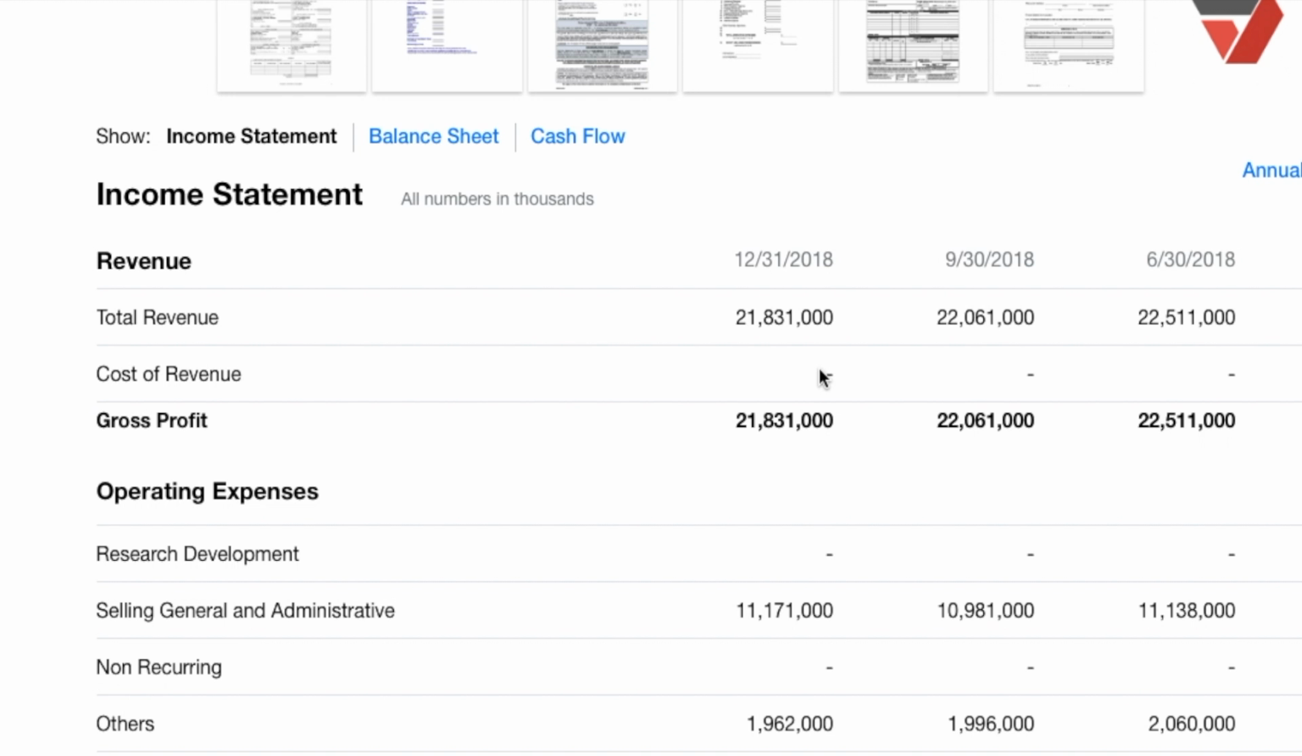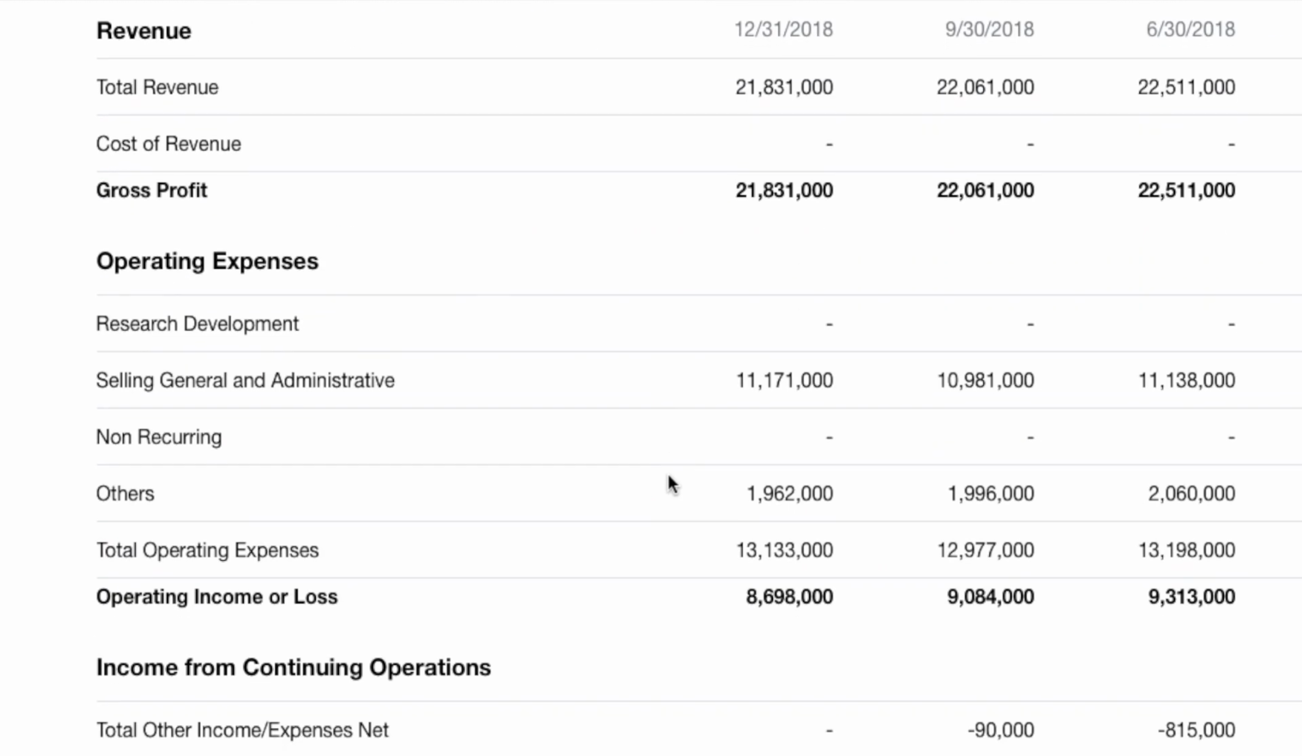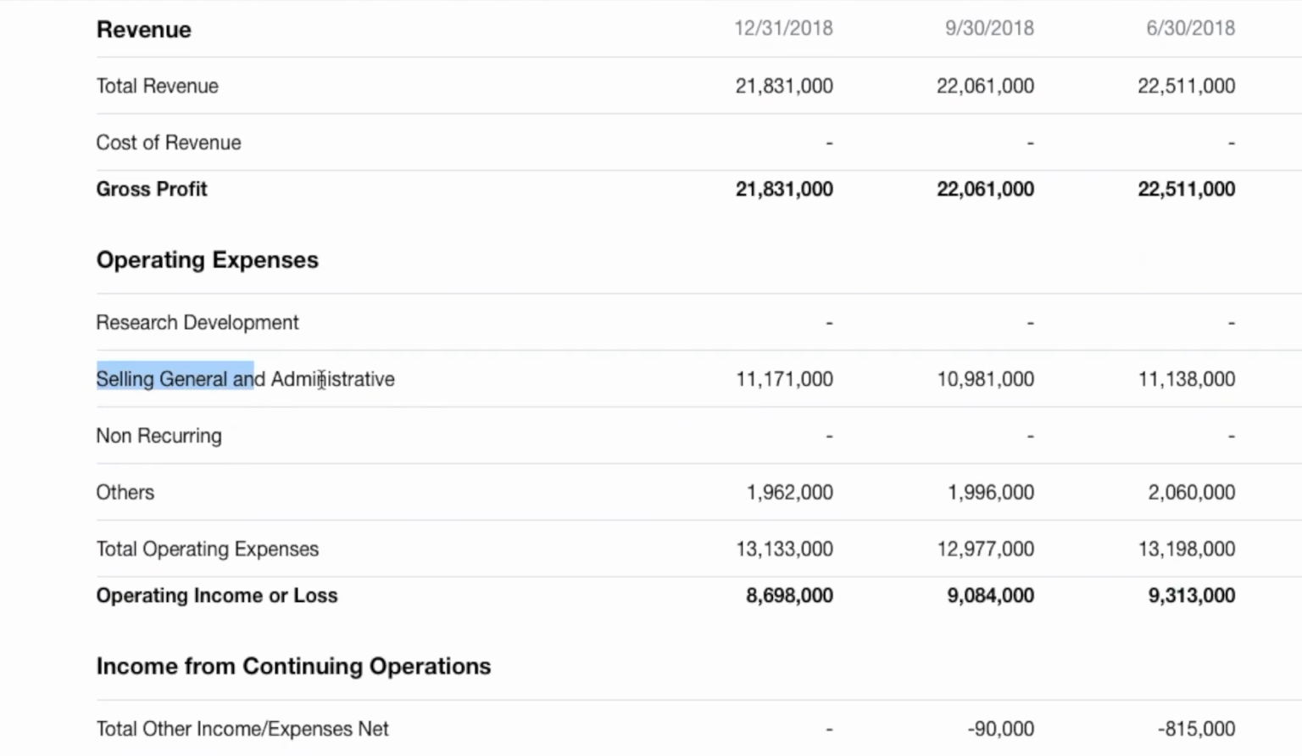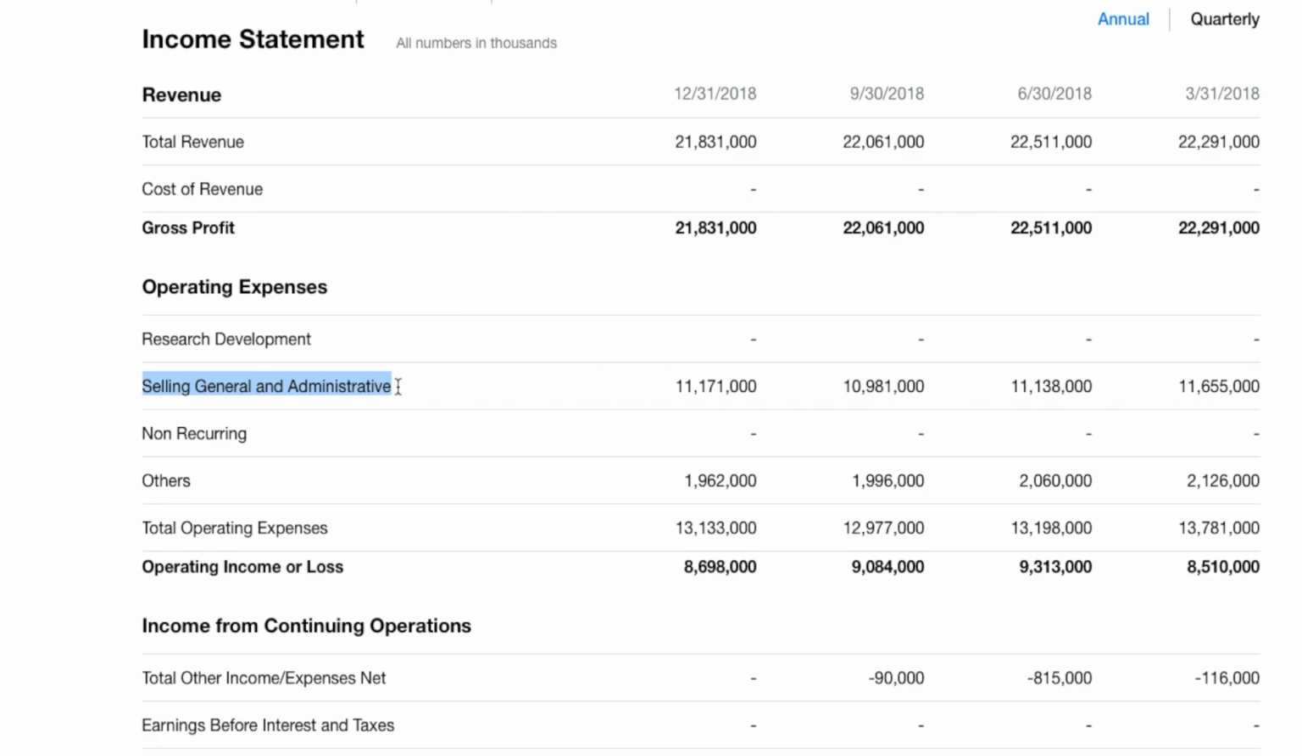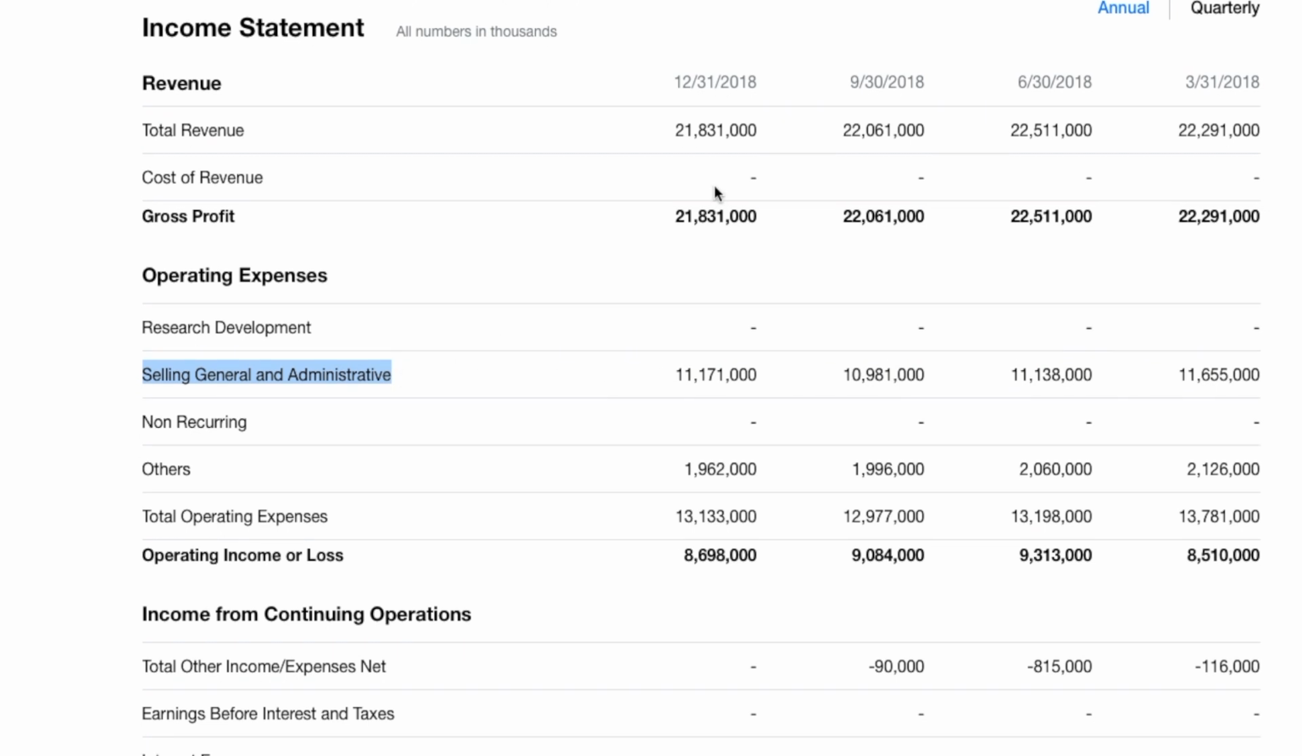But where banks do spend their money is in the SG&A, Selling, General, and Administrative. Banks have to get customers in, they have to advertise, they have to have commercials, they have to put a lot of money into marketing just to get people into the door. They also have to put a lot of money into employees just to get people to continue using their bank. So although banks don't have cost of revenue, they do have Selling and General Administrative, which is a relatively high amount. You see, this number is half as much as their total revenue.